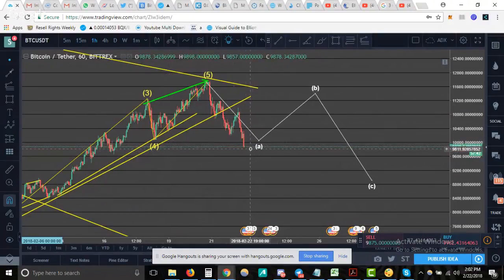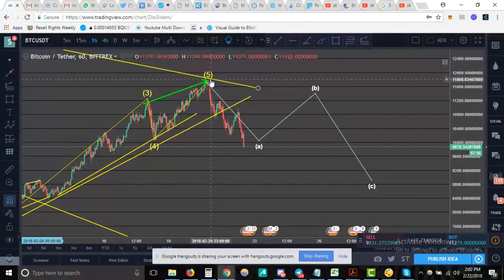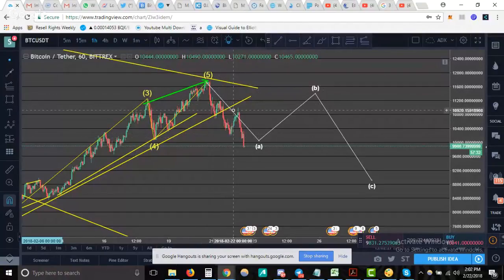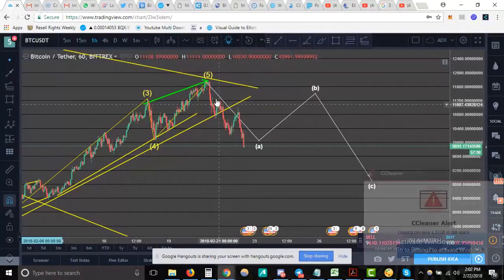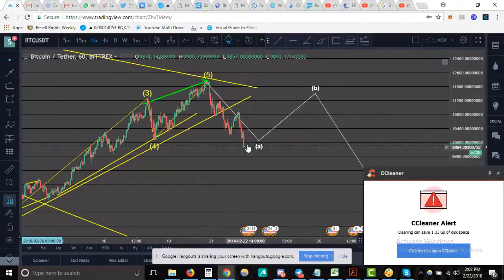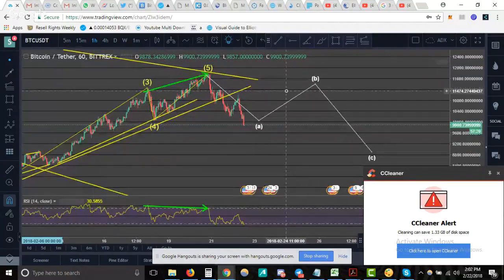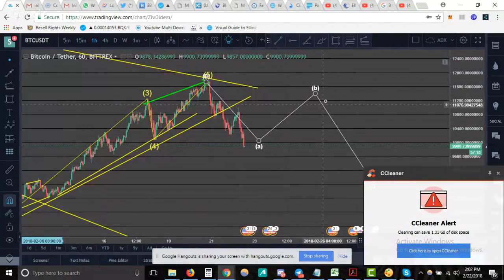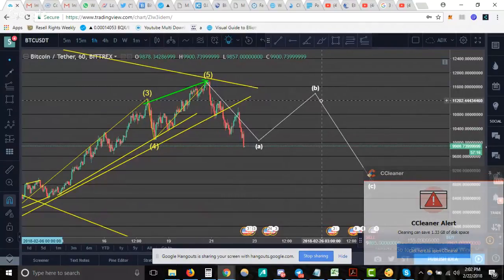So I think wave A is expected to be in five waves. That is small 1, 2, 3, 4, 5. So you can see 1, 2, 3, 4, 5, and you can still label this. I think this is the last wave of this A. So what do we expect to see now? A bounce. We expect to see a bounce, and this bounce is expected to go for the corrective wave B.